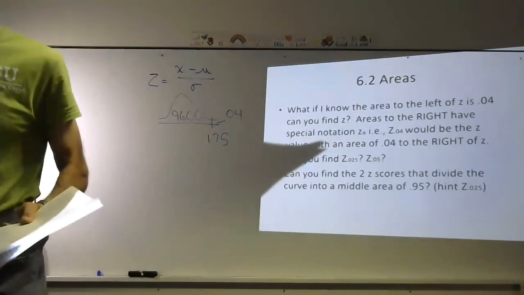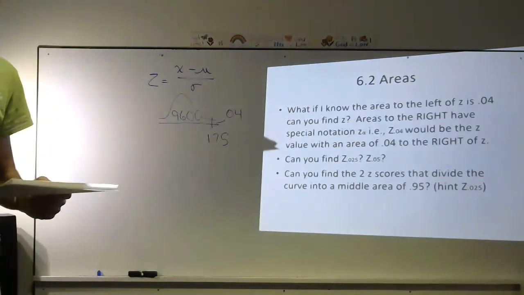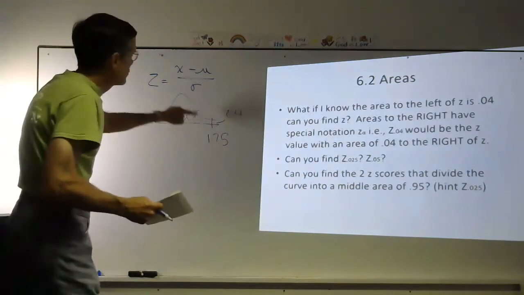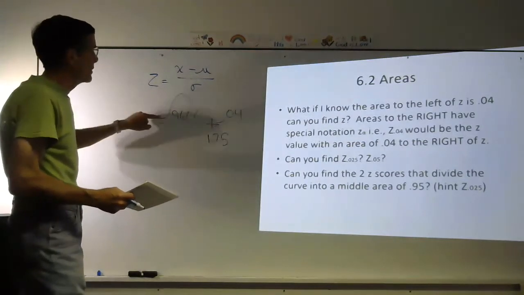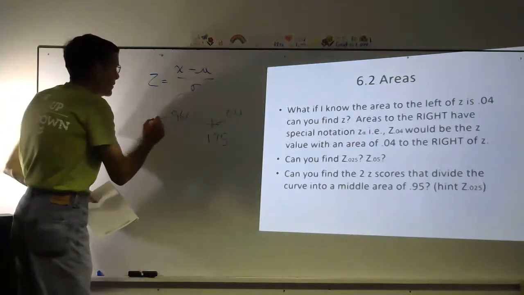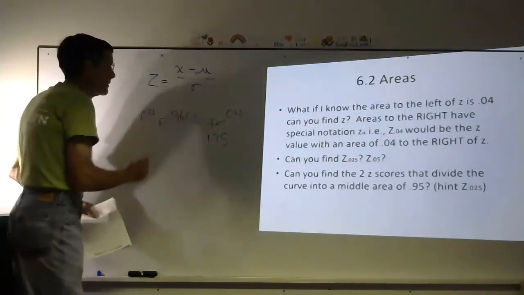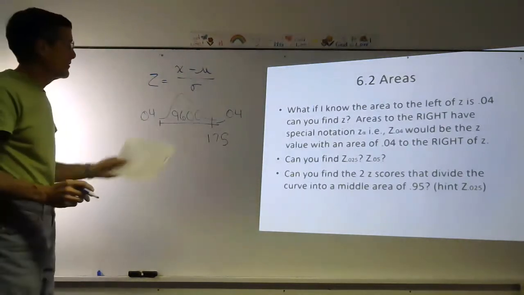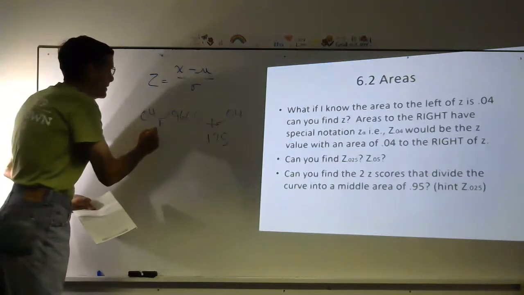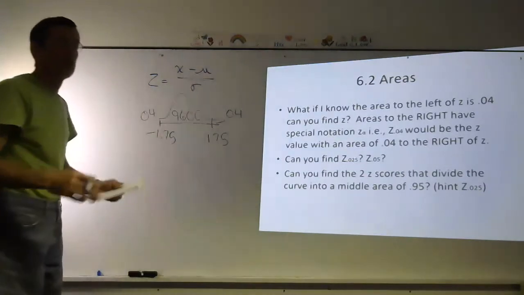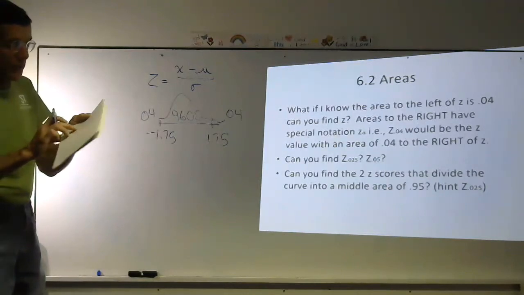Now, there's another way you can do this. Another way that's actually a little bit easier, okay? Because of the symmetry of the graph, over here, if this area is 0.04, this would have to be a negative 1.75. And you can look it up. Look up 0.04 in your chart.